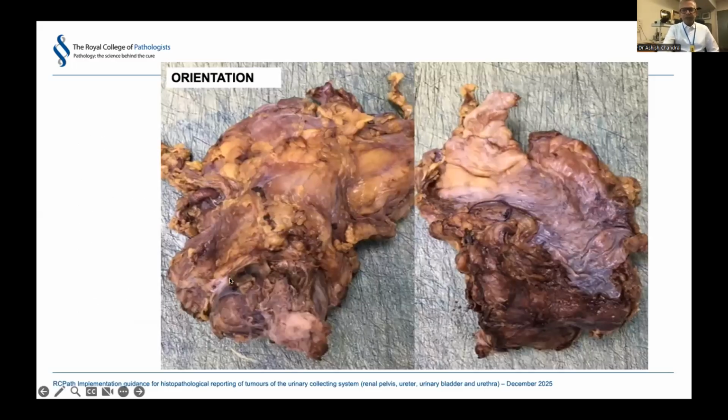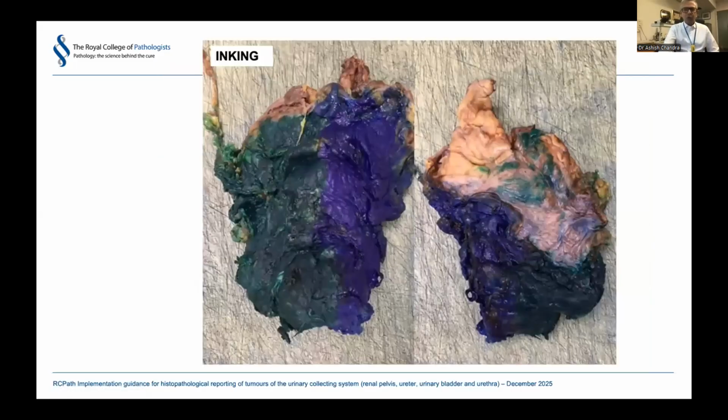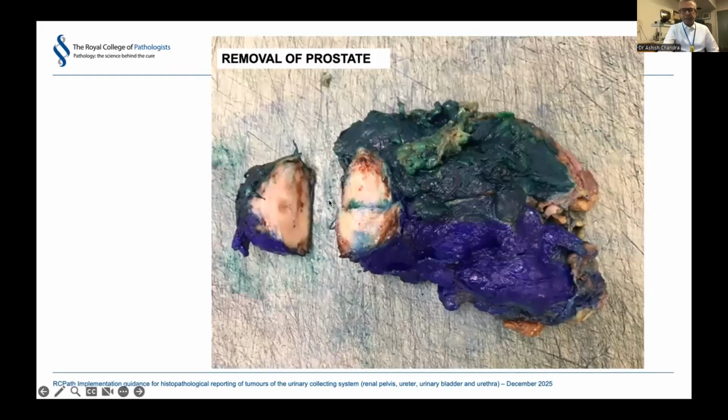So here for the orientation, this is the prostate here at the lower end. So this is the anterior surface, and then on the lateral surface, you've got the peritoneal reflection over the bladder. So you could ink it either into left and right halves, which is quite helpful because it also helps you indicate the left and right halves of the prostate. And then you sever the prostate at the bladder neck, and then you cut open the bladder into either lateral, right and left, or anterior and posterior.